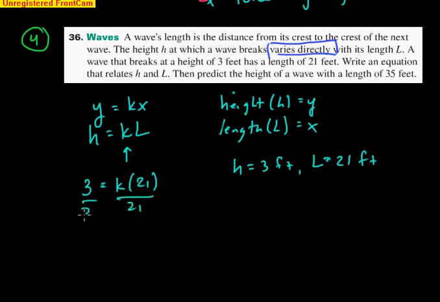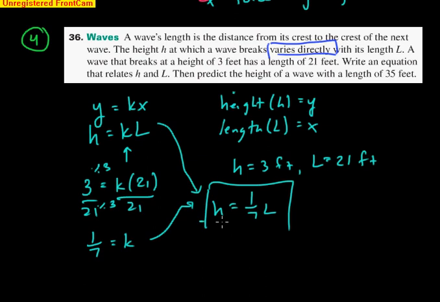So we're going to divide by 21, divide by 21. Now, in your calculator, 3 over 21 does not simplify nicely, so I need to do it by hand by dividing each by 3. And we get 1 over 7, and that's k. Do not round that number. That is k, but that's not the final answer for part 1. The final answer for part 1 is the equation that relates h and L. This equation with k replaced: h equals 1/7 L. Your final answer is the equation, and that's part 1.